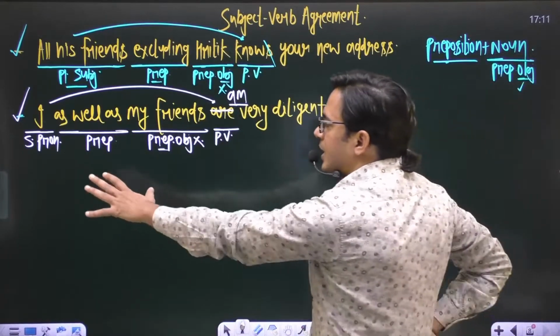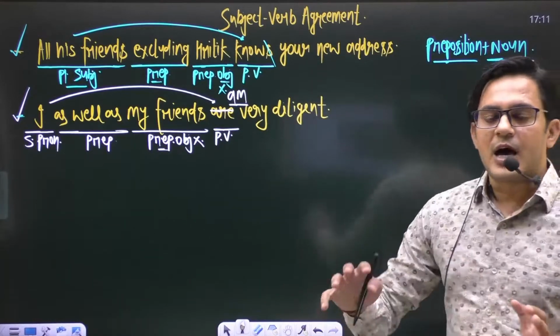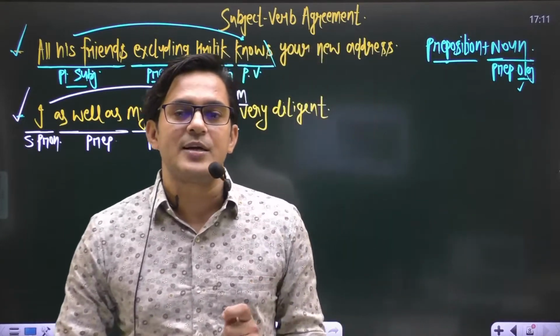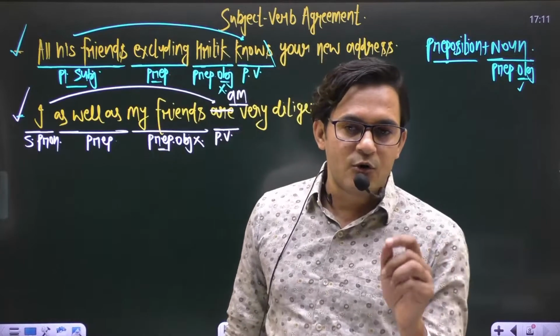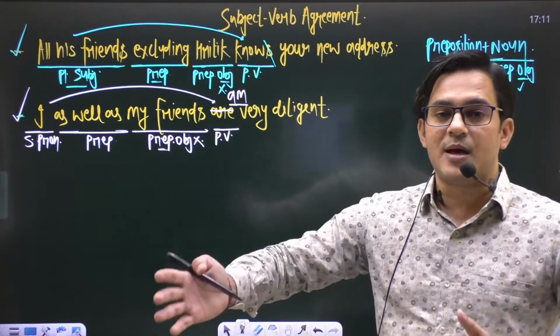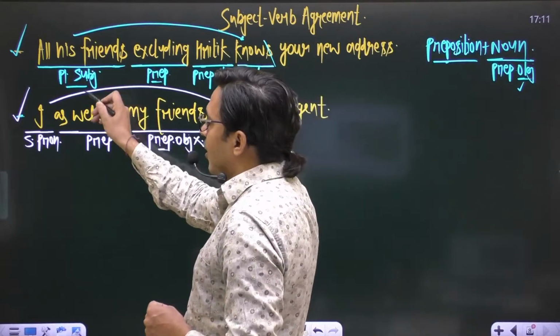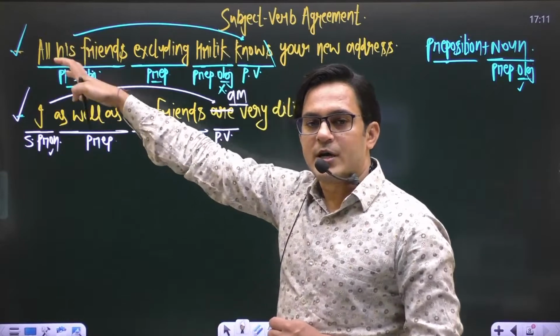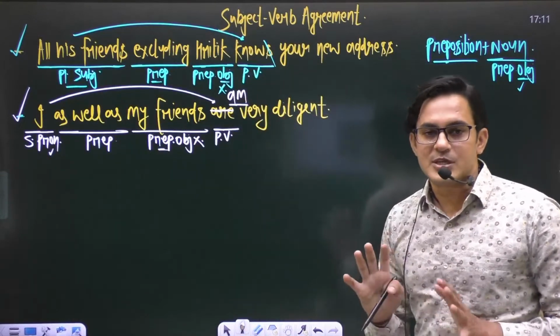Make sure that after a preposition the noun which we get is always a prepositional object, and we never use a verb according to the object, because the verb is used according to the subject's number. So initially the noun or pronoun which we get is mainly the subject, and according to this subject the verb is used. This one is the concept.